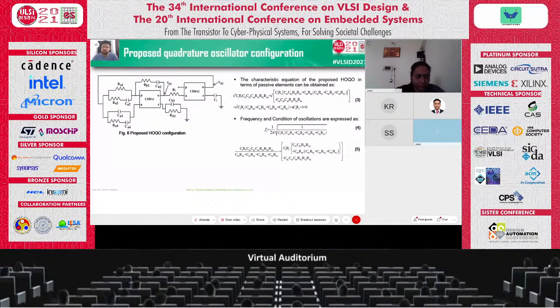The characteristic equation of the proposed quadrature oscillator in terms of passive elements can be obtained from the RC decomposition technique, which is this transfer function. Figure 3 represents the transfer function. Also, the frequency and the condition of oscillation are expressed in equation 4 and equation 5. By proper selection of CA2 and RA2, we can electronically control the frequency of oscillation. Also, by proper selection of C1 and R1, we can control the condition of oscillation of the proposed higher order quadrature oscillator configuration.